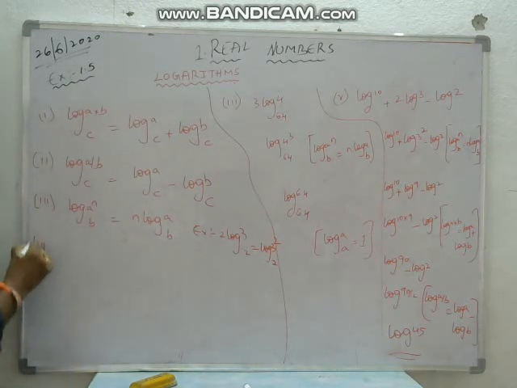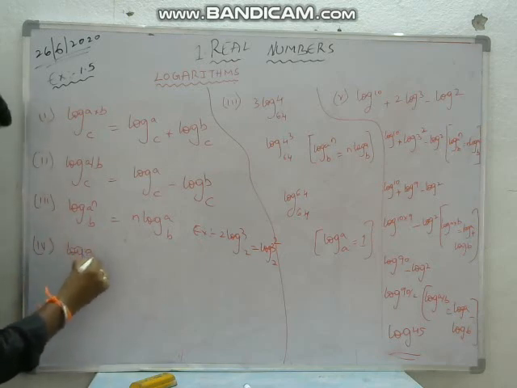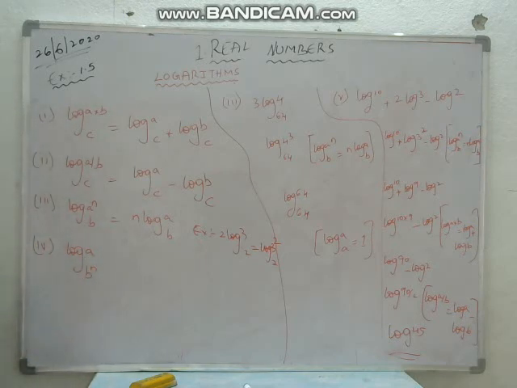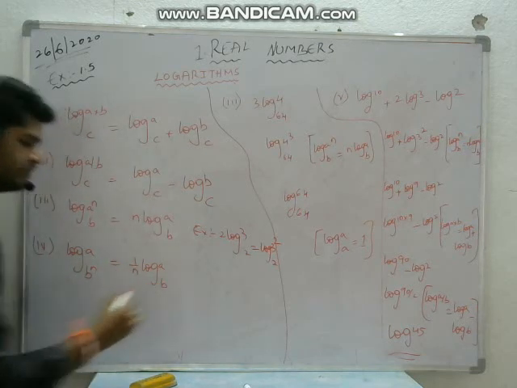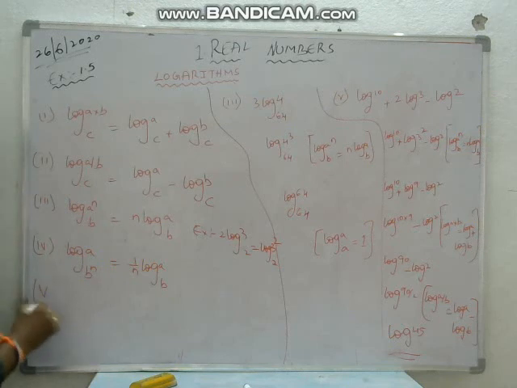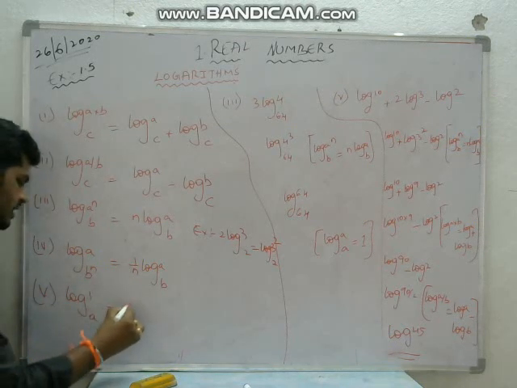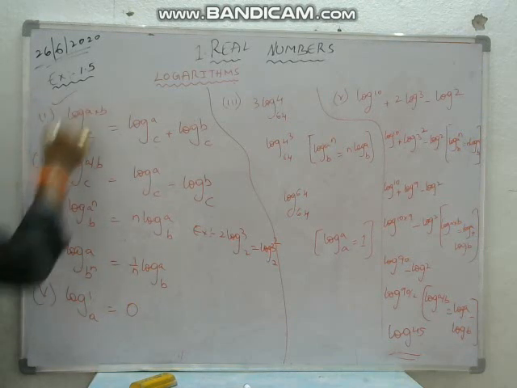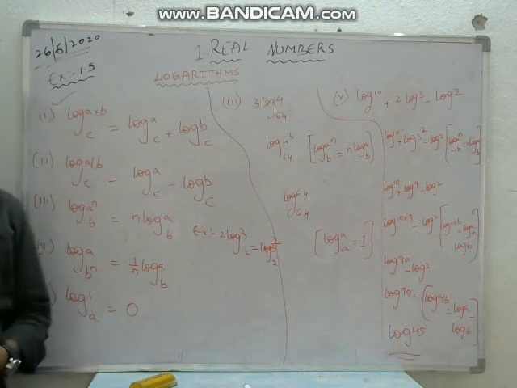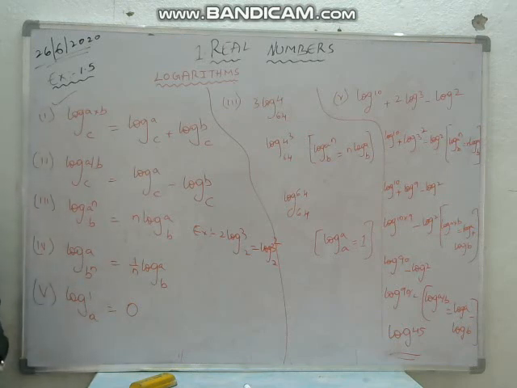Next, log a to the base b to the power of n, then you can write 1 by n log a base b. Next, log 1 to any base, your answer is 0. So these are the identities which are compulsory to solve the problems of exercise 1.5. So definitely memorize these.